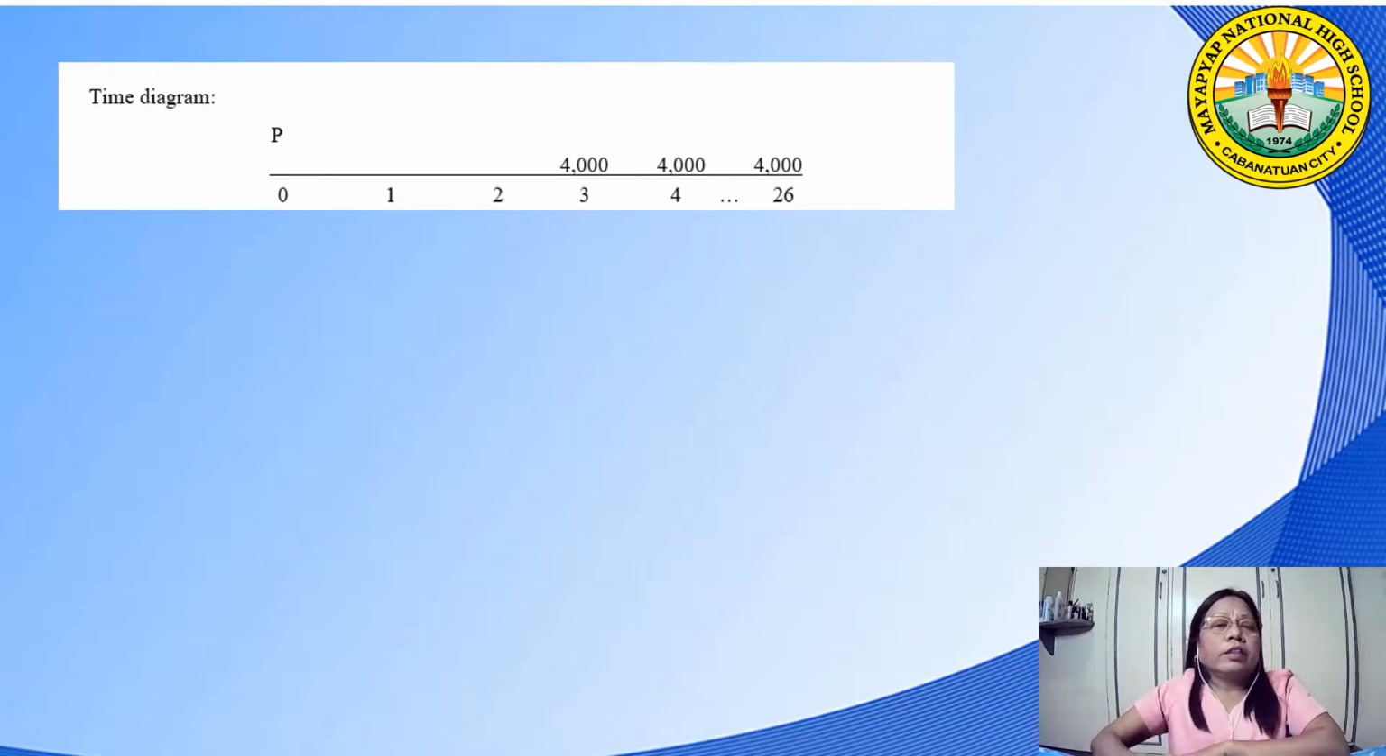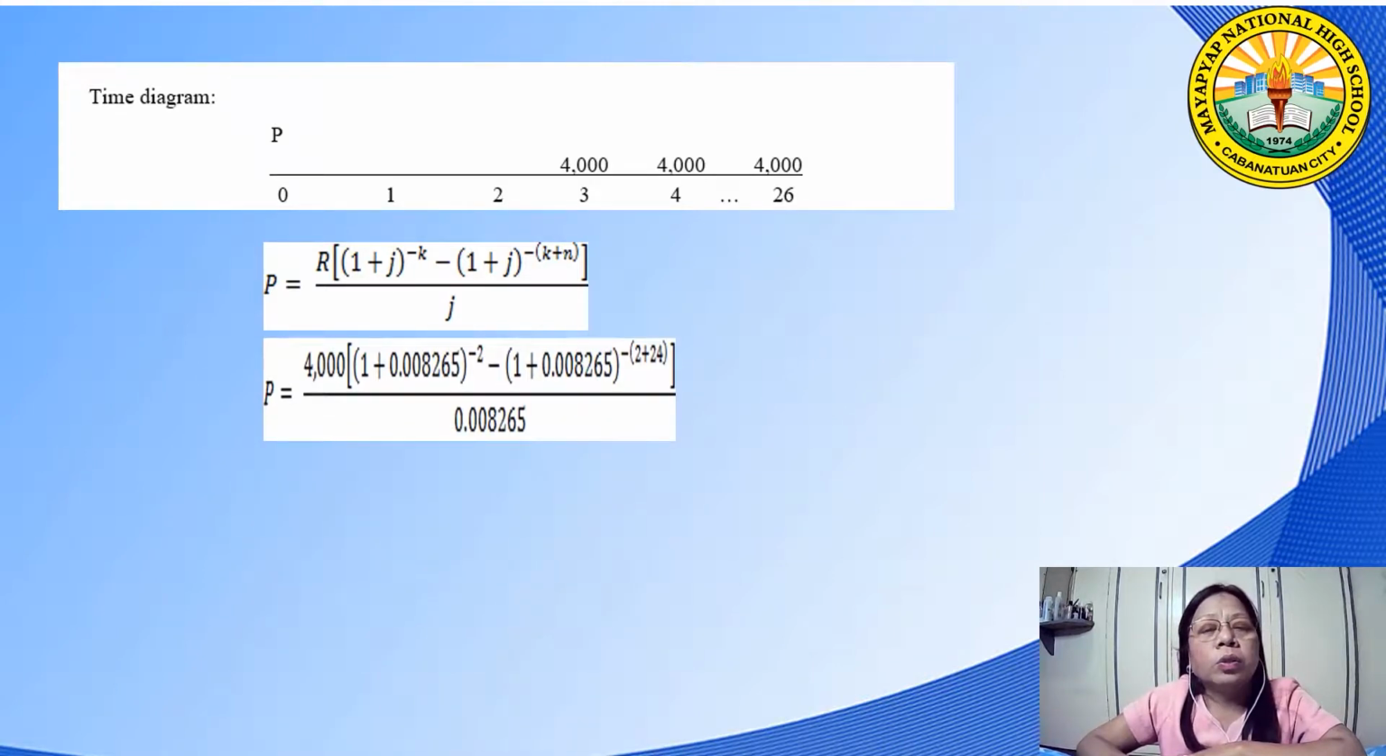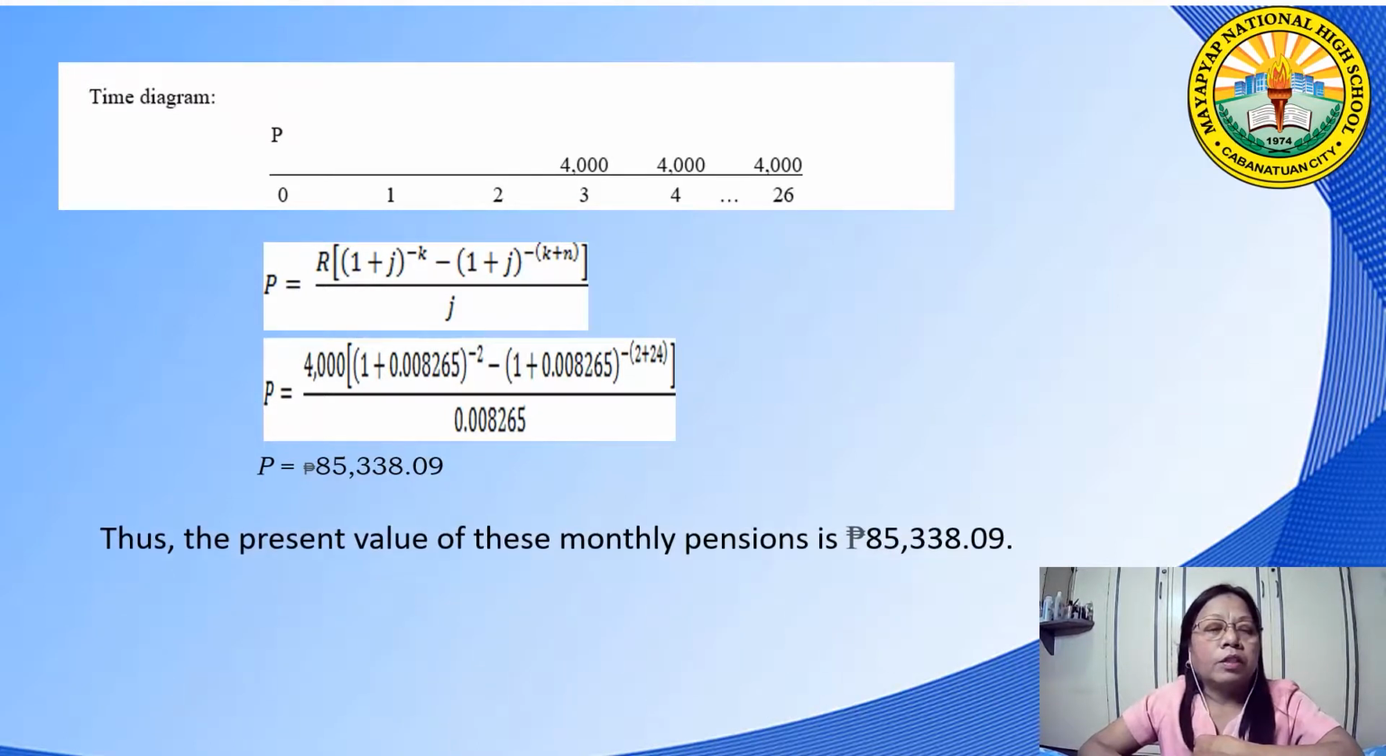Okay, here is the time diagram. At the start of the payment, at the end of 3 months, the regular payment is 4,000. So using the formula in finding the present value of a deferred annuity, just replace all the given values to solve for the present value. So P is equal to 85,338.09. Thus the present value is 85,338.09.